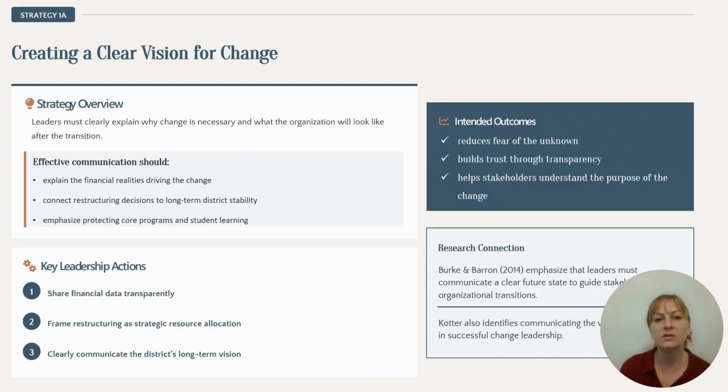Explaining these realities helps stakeholders understand that the changes are not simply administrative decisions, but necessary actions to protect the long-term stability of the district. Leaders should also emphasize how these decisions support the school district's core mission of providing quality education for the students. For example, reducing administrative costs or consolidating grade levels may allow the district to preserve important programs and instructional resources. Research on organizational change supports this approach. Burke and Barron emphasize that leaders must communicate a clear future vision that helps stakeholders understand where the organization is headed.